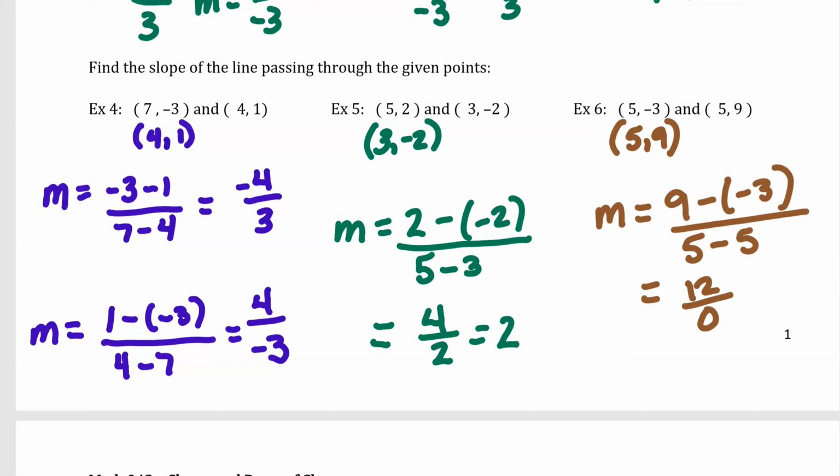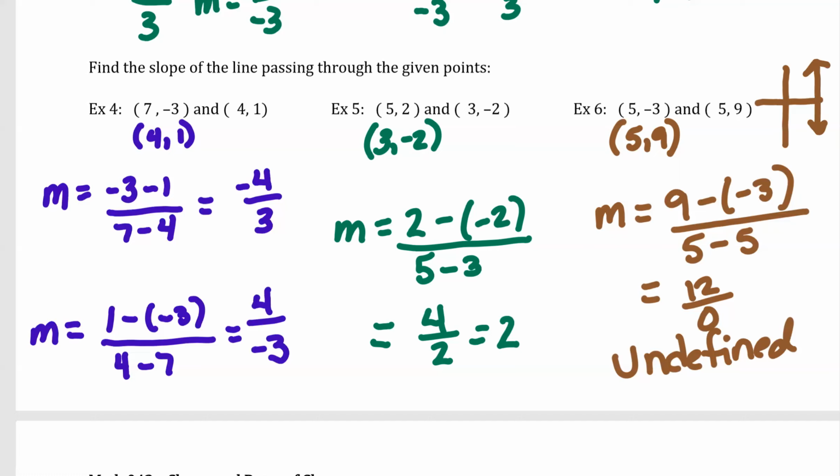So I have a denominator of 0. Anytime we have a number divided by 0, it is undefined. We can also notice that the x values are the same. So if we just sketched a graph, we would figure out that this is a vertical line going through the x value of 5.